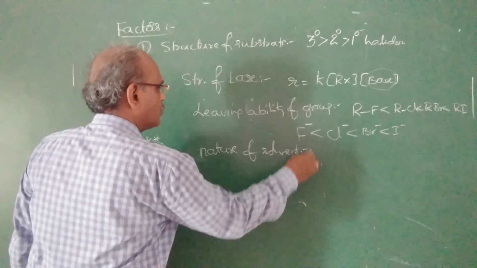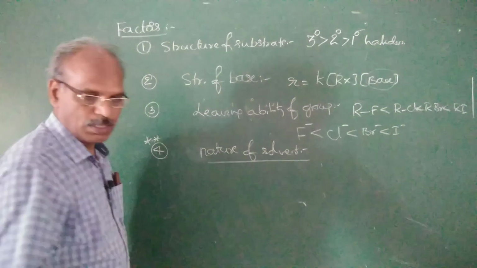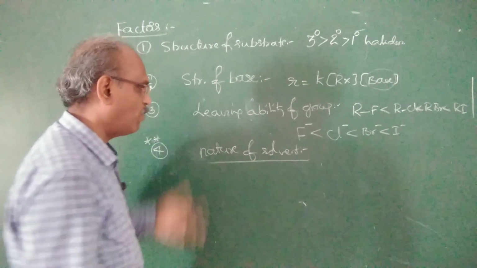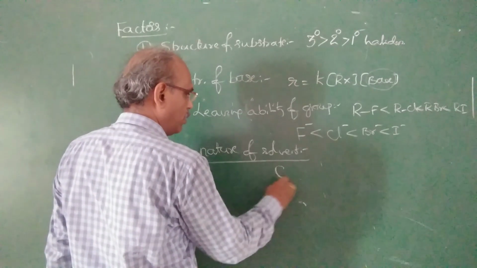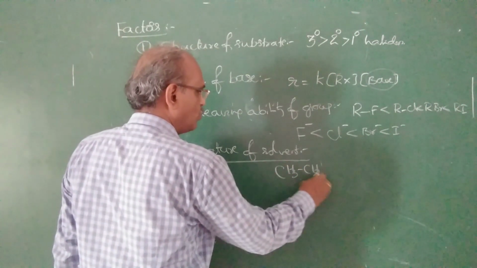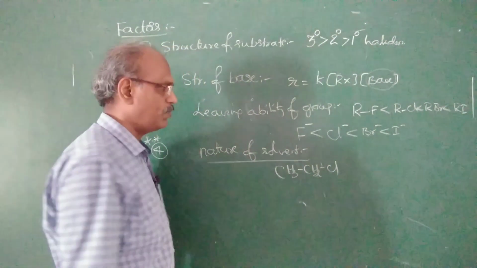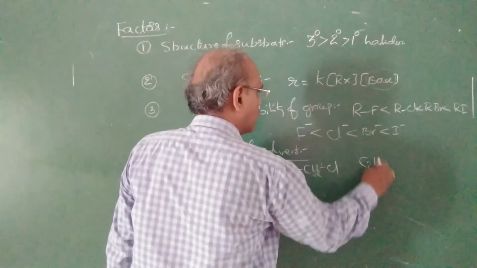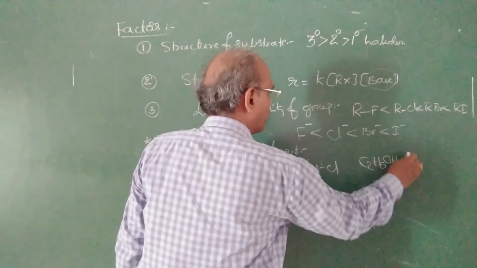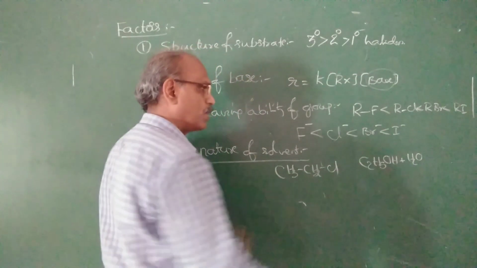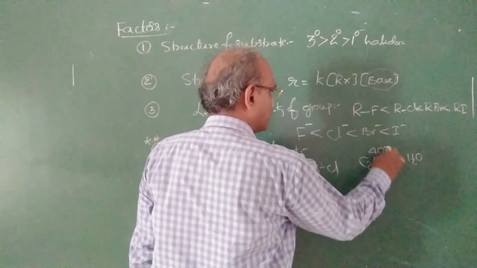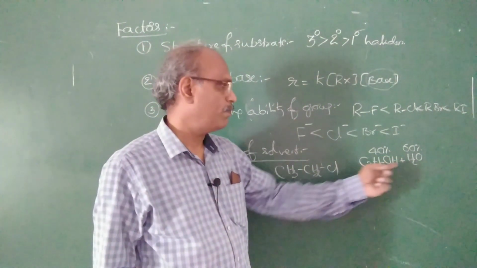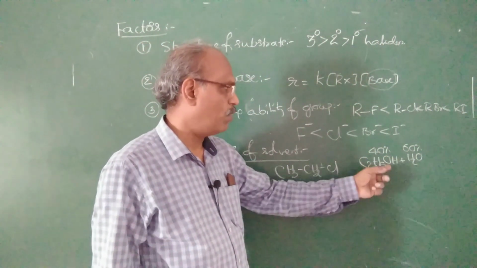Nature of solvent. See this? With the increase of polarity of solvent, what happens? See, for example, CH3CH2Cl. If we use alcohol as the solvent plus water, say this is 40% and this is 60%. Water is more polar. Alcohol is less polar than water.